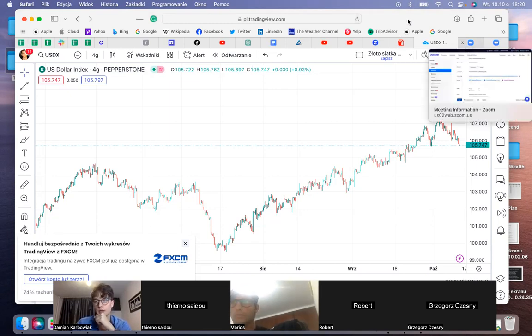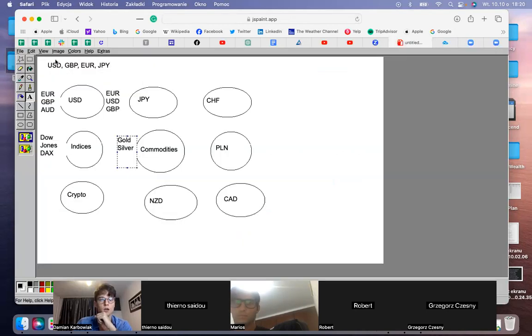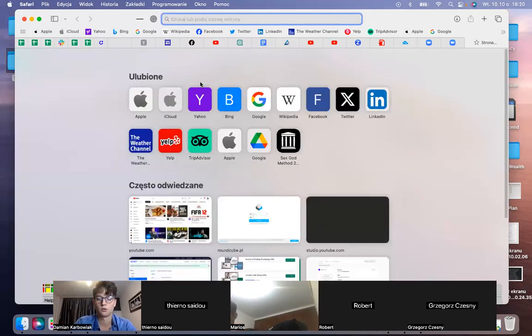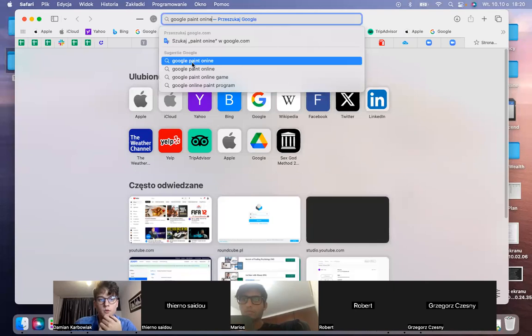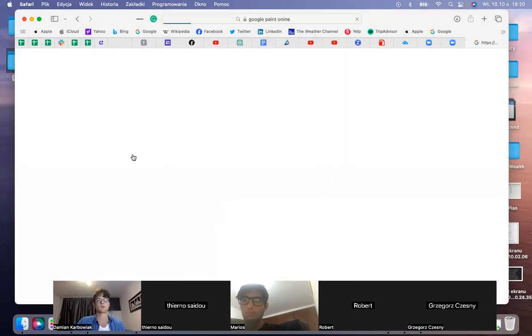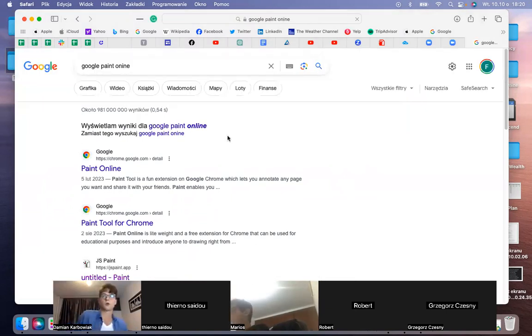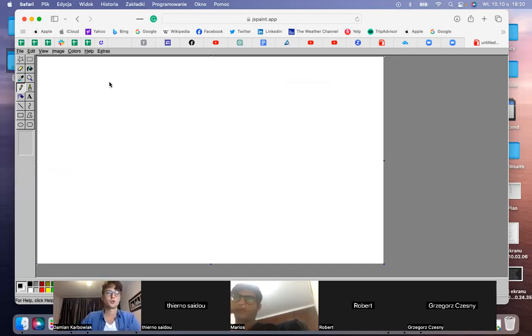Now, how to choose the markets. So I should open a new one, actually. I think it will be better. I hope everyone took a screenshot of this. Or let's try. Let's go to Google Paint online and open another one just in case someone needs it, because what I'm going to say now is how to start with choosing the markets. So the first market you choose doesn't really matter, because it's the first market. Regardless of what you choose, it should be okay. We'll talk about the only things you shouldn't do at the end.